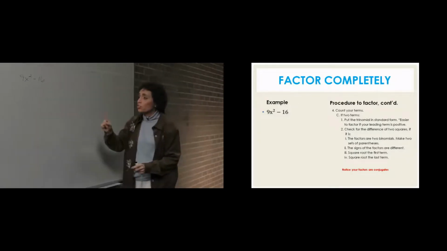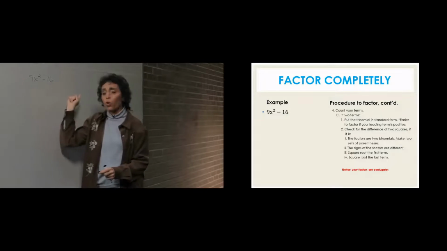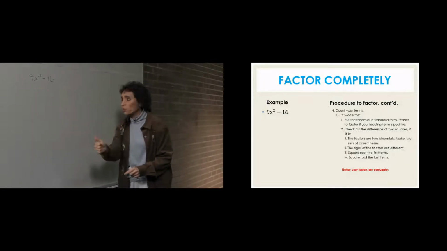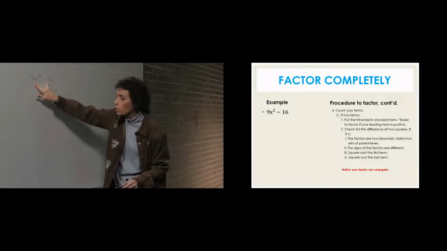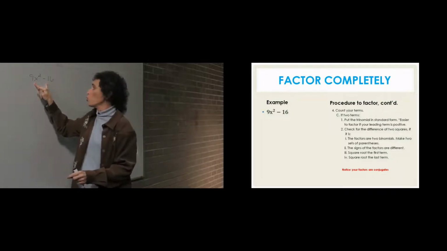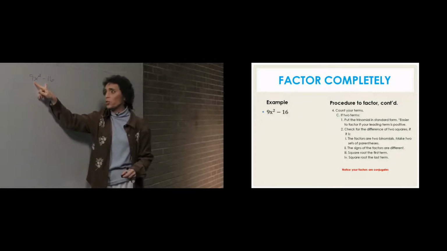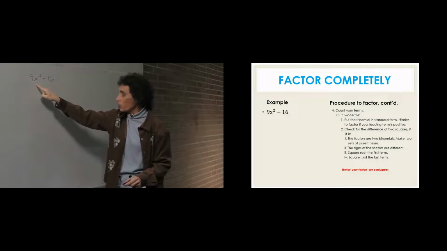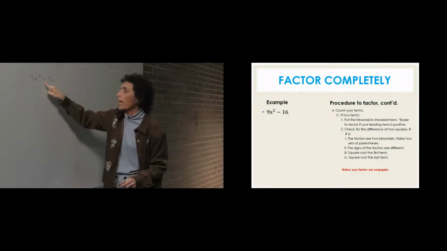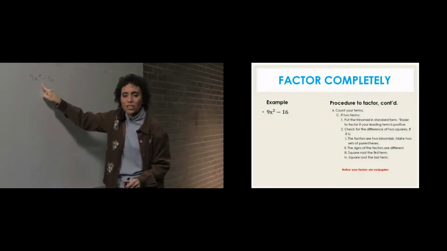Okay, here we go. Step 1, look for a GCF in all your terms. You don't have it. Can't do step 2, can't do step 3. Go to step 4. Count your terms. There are 2. If there's 2 terms, here's the new rule. You go to 4C, which says, if 2 terms, check for the difference of 2 squares. This is a perfect square, this is a perfect square, and separated by a minus. So yes, it's the difference of 2 squares.